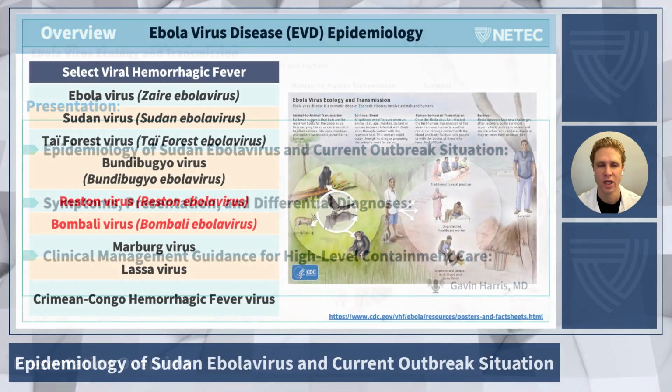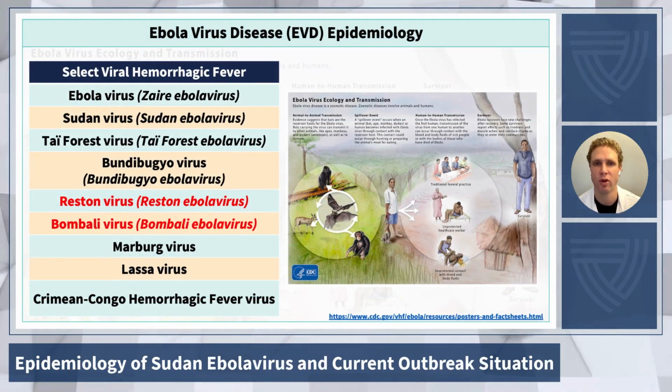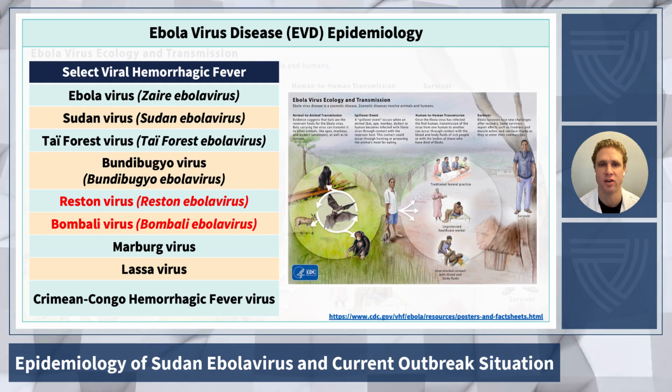To review the epidemiology of Ebolavirus disease itself, Ebolavirus is a filovirus that was discovered in 1976 in Zaire, which is now the Democratic Republic of the Congo. And it really consists of 6 different species. Now, 4 of those species cause infections in humans, and the last 2, which are highlighted in red, do not, to our knowledge at least, cause disease in humans.